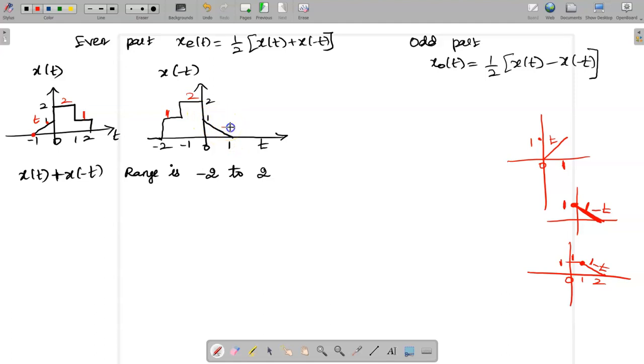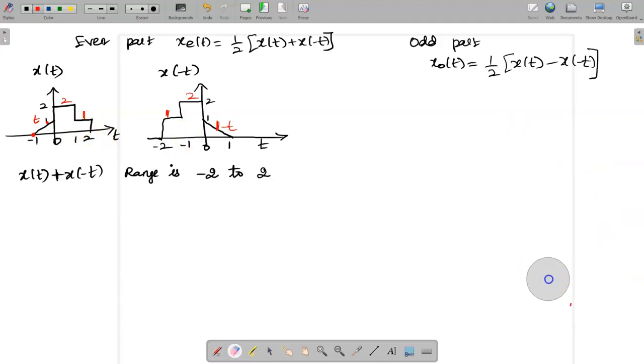Decreasing means it is minus t. From where is it decreasing? From 1 it is decreasing, so it is 1 minus t. Okay, so like this, find out the amplitude at each and every instance of both the signals. Then we can add them easily.